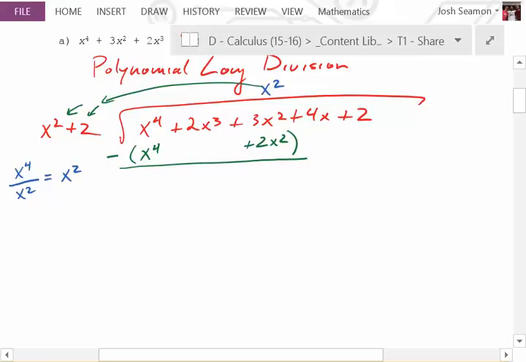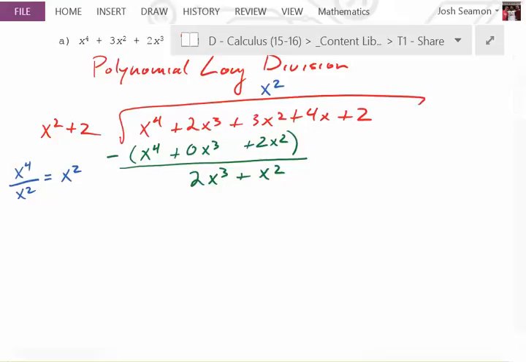So if we subtract this, what's x to the 4th minus x to the 4th? 0. What's 2x cubed minus 0x cubed? Come on, not a trick question. 2x cubed, yes. And what's 3x squared minus 2x squared? X squared.